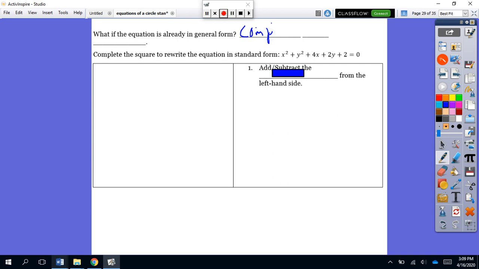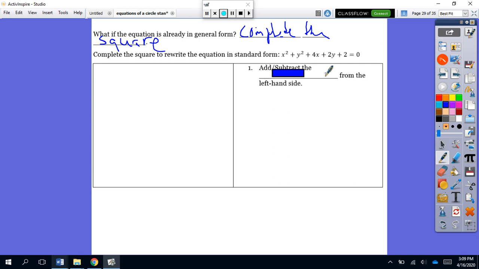Complete the square. Okay, so like I said, you learned this last year in Math 2, but that was for quadratics. Now we're using it for circles, so I'm basically just going to reteach it.